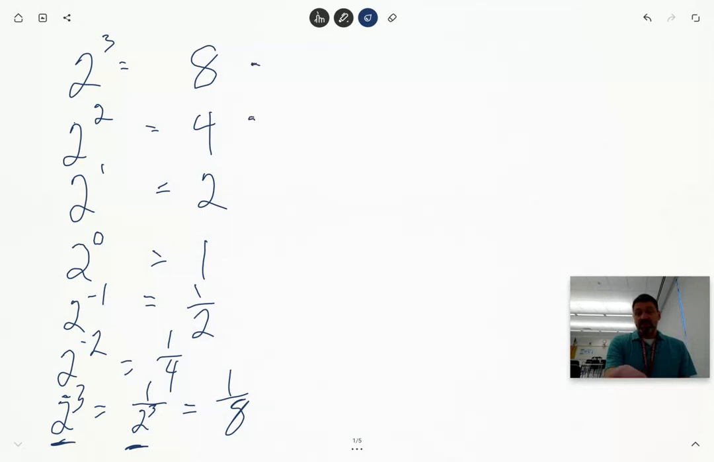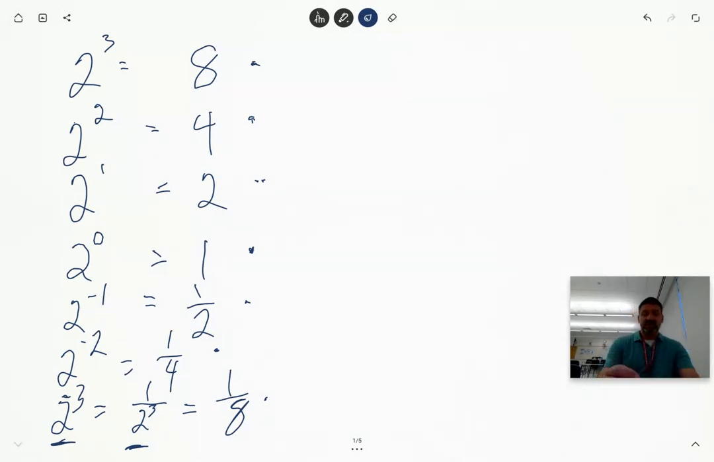As we reduce the exponent by 1, we're always going down by half. So 8 to 4 to 2 to 1, then half of 1 is 1/2. Half of 1/2 is 1/4. Half of 1/4 is 1/8. So that's what those negative exponents do. There's a pattern to everything.